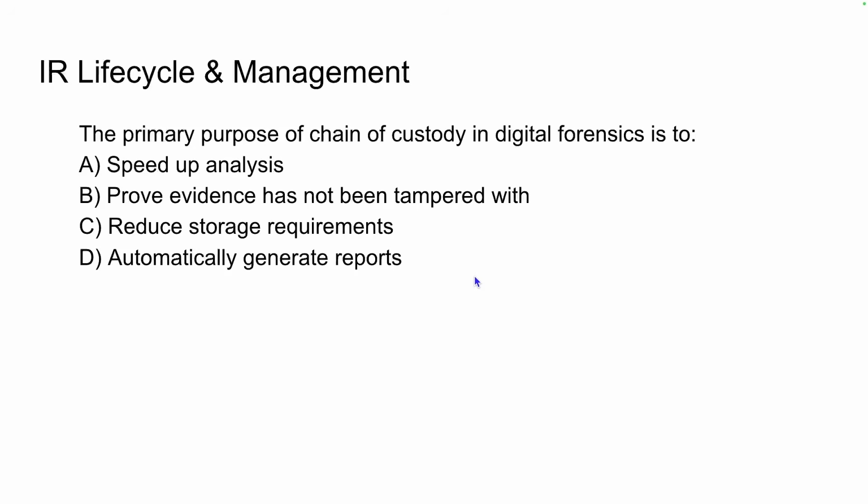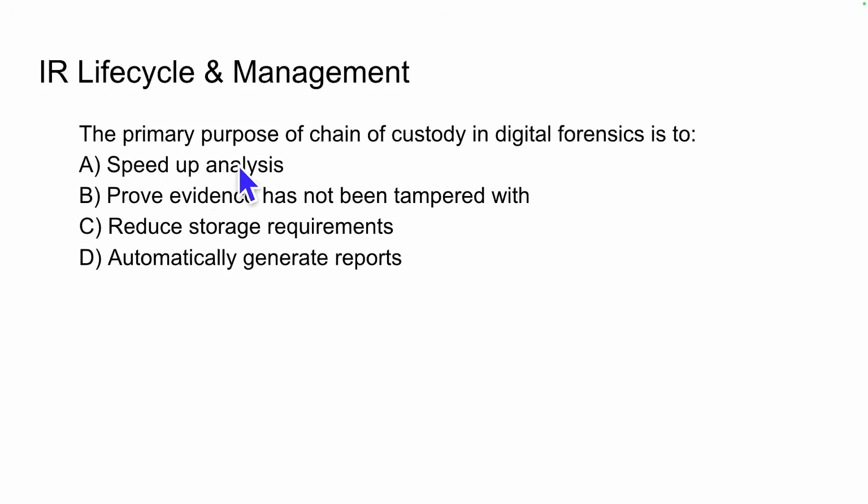The primary purpose of chain of custody in digital forensics is to speed up analysis, prove evidence has not been tampered with, reduce storage requirements, automatically generate reports. So if you remember the chain of custody form and the different scenarios, right? Evidence gets gathered from the crime scene. From the crime scene, we take it to the evidence locker. Somebody else grabs it from the evidence locker. So all of that has to do with the evidence itself and making sure that the evidence has not been tampered with.